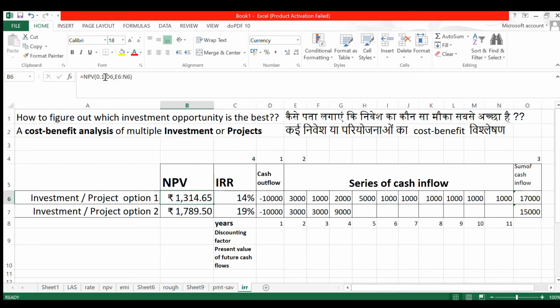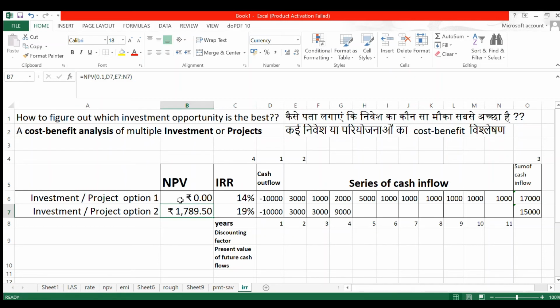So instead of 0.1, if we give the IRR rate of return, then what will be the NPV value? We can check. We changed the 0.1, that is the 10% value, to 14%. Instead of typing 14%, I have given the cell number C6 and I am pressing enter. What will be the NPV? We can check. So you can see it is 0 rupees.